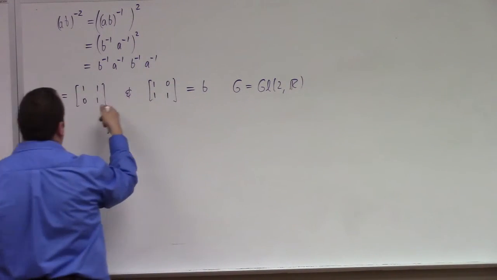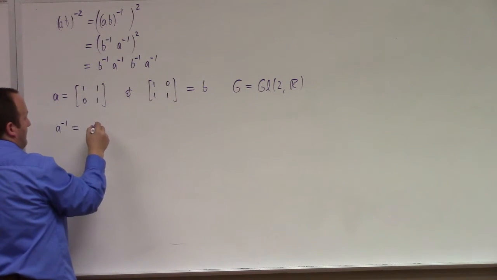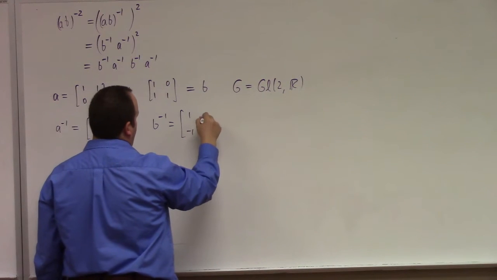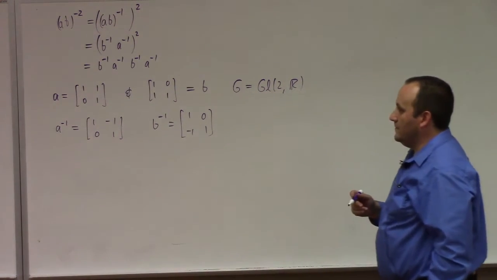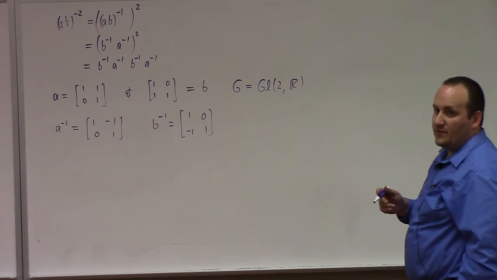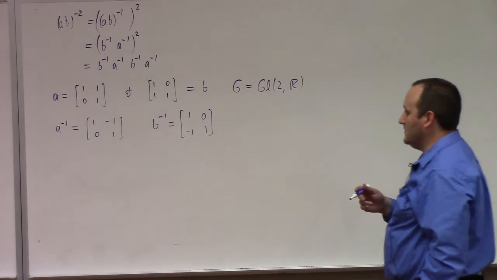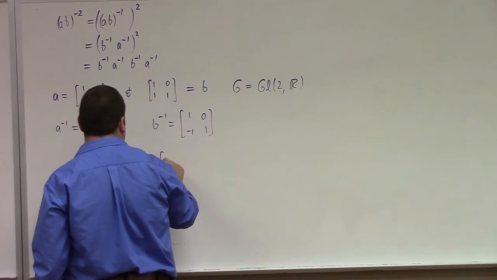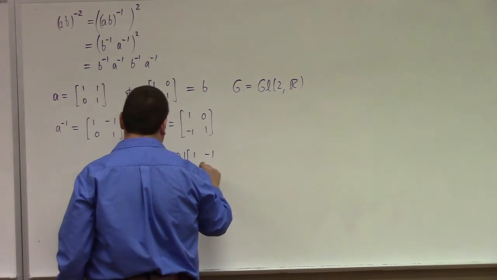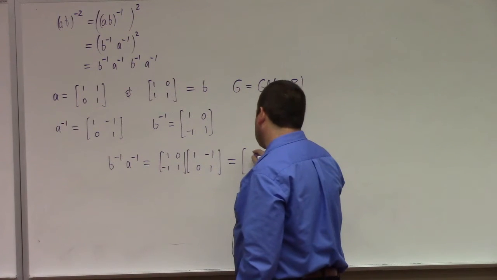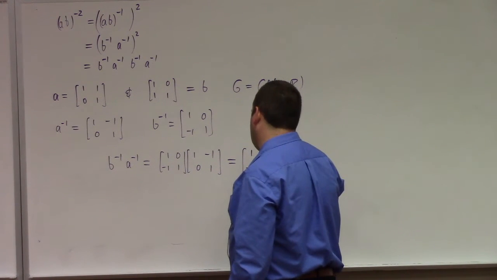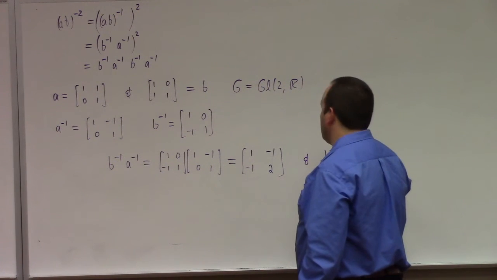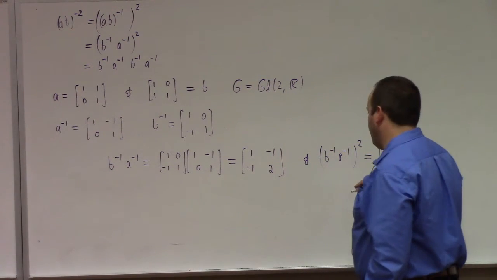So, what's A inverse here? B inverse is... the determinant of both of these is 1, so the 2 by 2 inverse formula was fast. And then, what's B inverse A inverse equal to? And so what's B inverse A inverse squared? Square this, we get what?